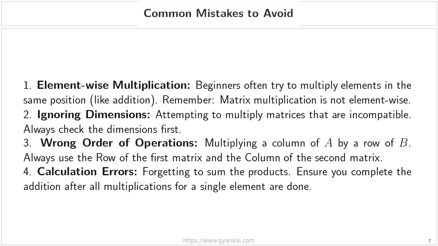Finally, watch out for basic calculation errors, specifically forgetting to sum the products. As we saw in our bakery example and the numerical walkthrough, finding a single element in the resulting matrix requires multiple multiplications. Ensure that you complete the addition of all those individual products before moving on to calculate the next element.